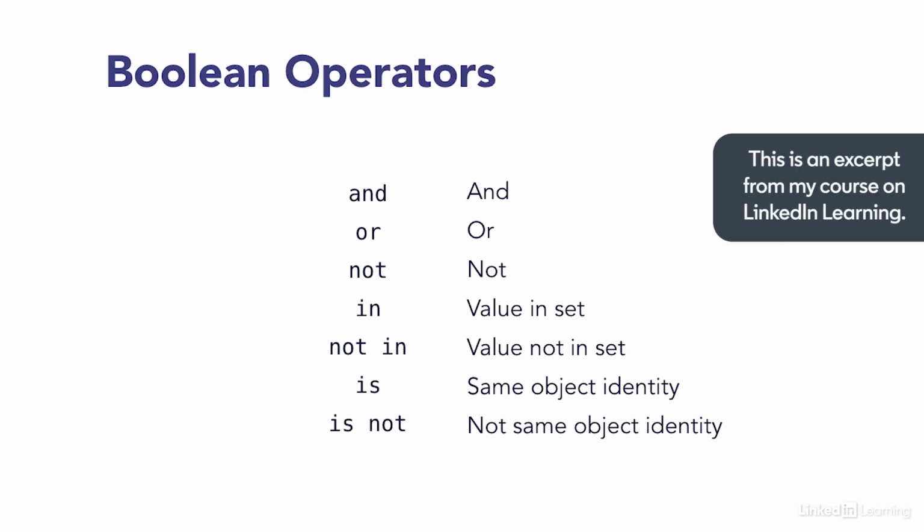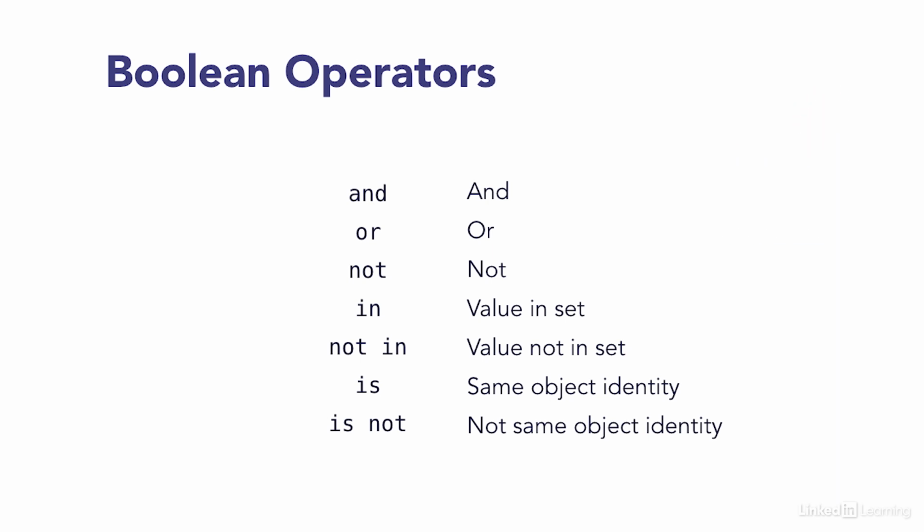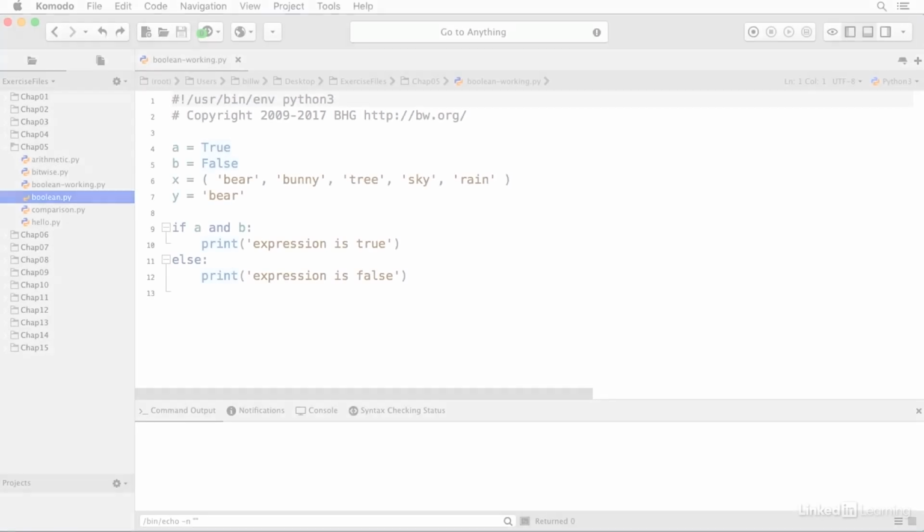And it has a few others for testing if a value is in a set or not in a set, or for testing the identity of two operands, whether they're the same object or if they're not the same object. So it's a little different than you might be used to in some other languages, but it's all very useful. So let's take a look at how these work.